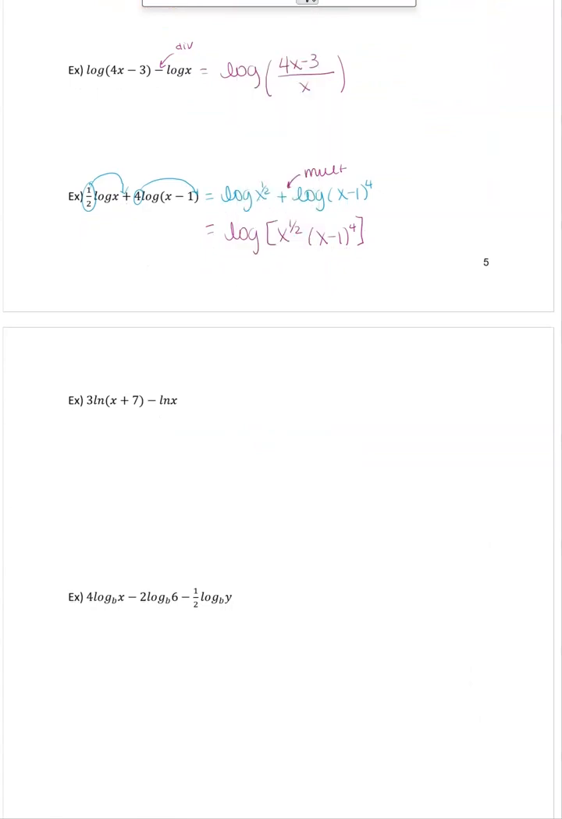What would our first step be here? If you said, move our power back, you'd be right. So we'd have ln (x plus 7) cubed minus ln x. Now, we know that there's subtraction, so that's going to go to division, right? So we're going to make one ln, big parentheses with the division, (x plus 7) cubed over x.